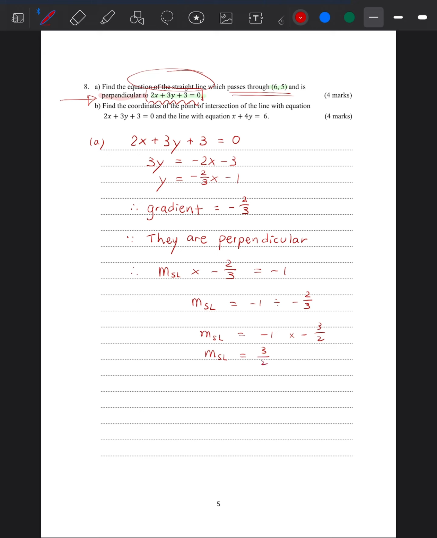But it's not done yet because they ask you to what? They ask you to find the equation of the straight line. So therefore, you have to write, when y equals 5, x equals 6, because they give you this point. Again, we are finding the value of c. So put it in the form of y equals mx plus c now. So y is 5, your gradient is 3 over 2, and your x is 6, and find c.